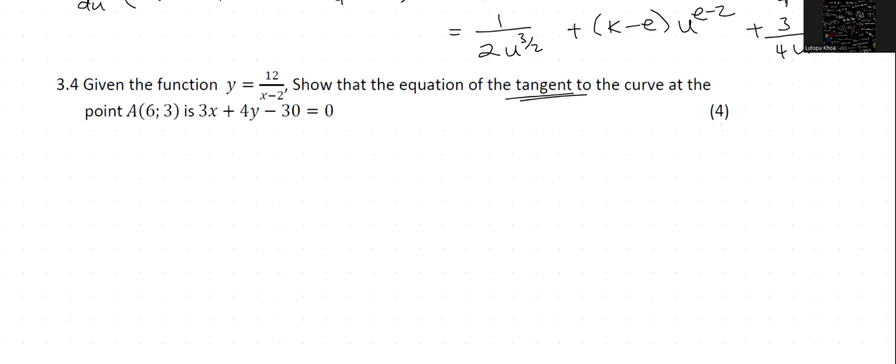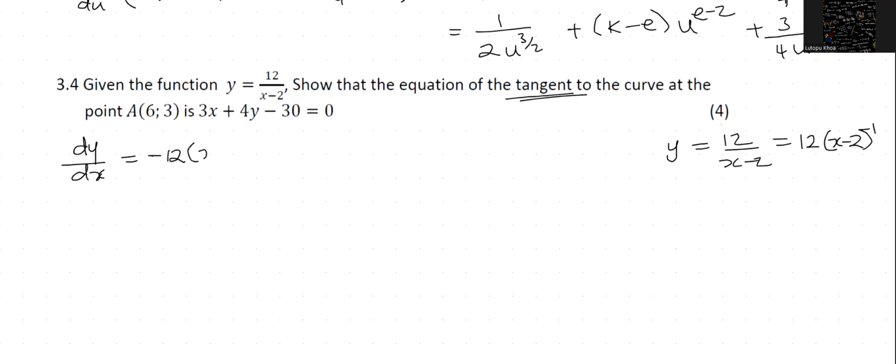So differentiate, we say dy/dx. We have to differentiate this. Now our y is equal to 12 over x minus 2. We can write this as 12(x minus 2) to the power of minus 1. So when we differentiate using the chain rule, the minus 1 must come down. So we have minus 12(x minus 2) to the power of minus 2, and then multiply by the derivative of the inside, which is 1. I don't even need to write it because the derivative is 1. So I have minus 12 over (x minus 2) squared.